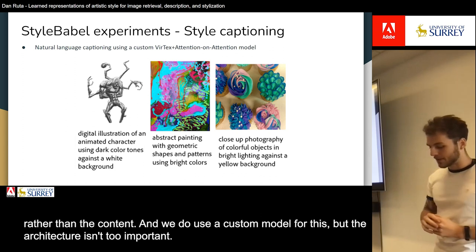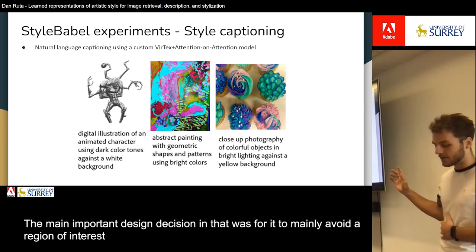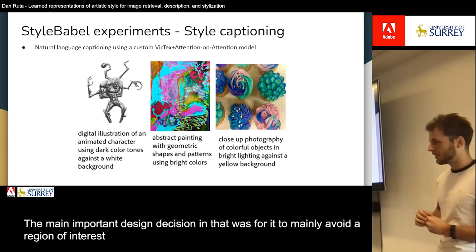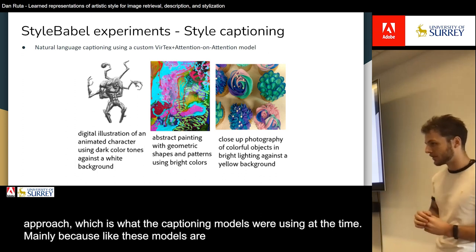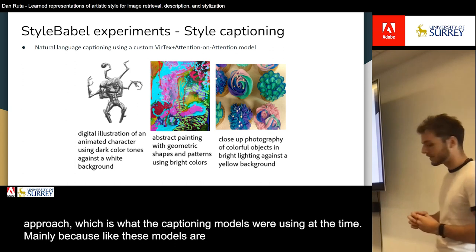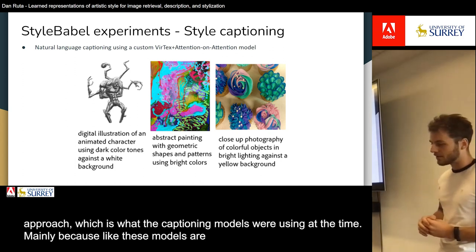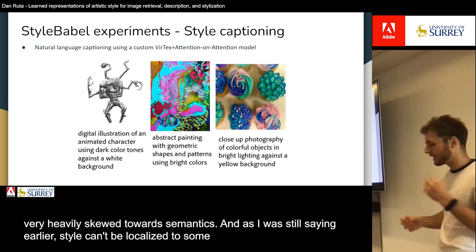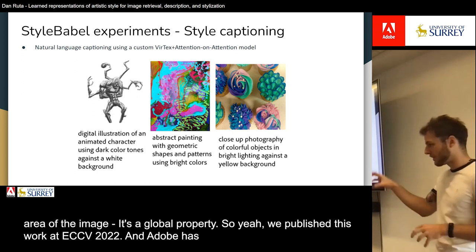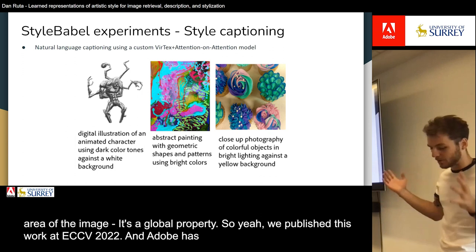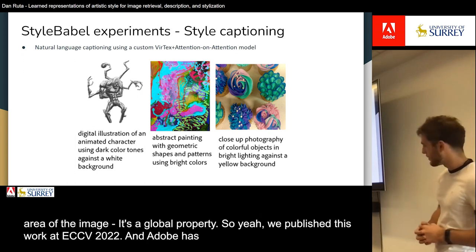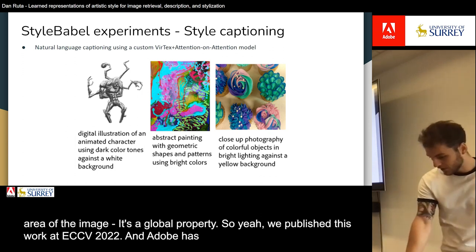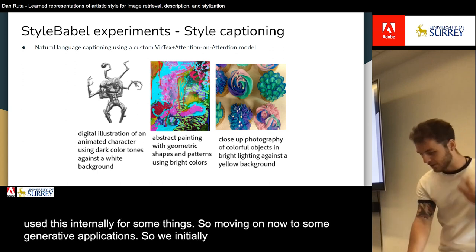And we do use a custom model for this, but that architecture isn't too important. The main important design decision in that was for it to mainly avoid a region of interest approach, which is what the captioning models were using at the time, mostly because these models are very heavily skewed towards semantics. As I was saying earlier, style can't be localized to some area of the image. It's a global property. So yeah, we published this work at ECCV 2022. Adobe has used this internally for some things.